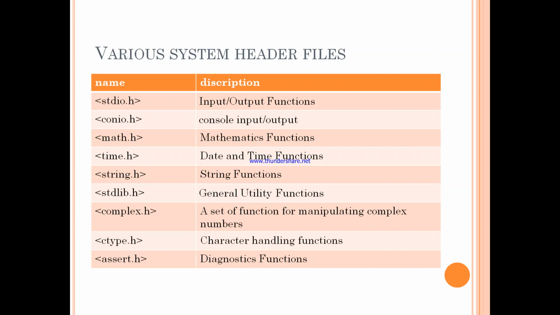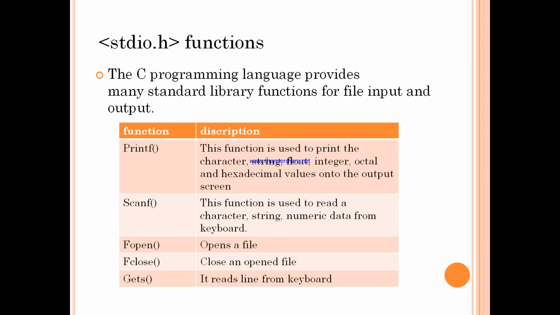stdlib.h contains general utility functions. complex.h contains a set of functions for manipulating complex numbers. ctype.h contains character handling functions. assert.h contains diagnostic functions.